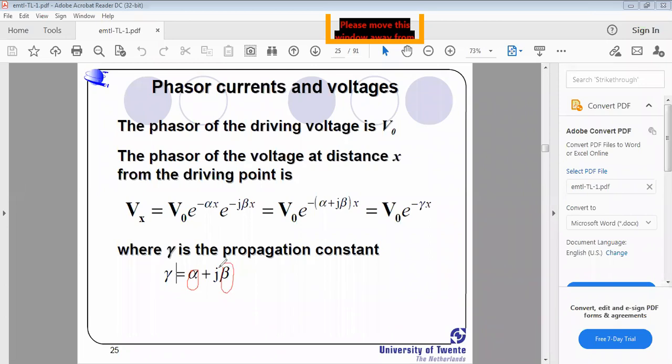From the driving point, they considered a distance of x. At a distance of x the potential is Vx, that is, Vx equals V naught into e power minus alpha x into e power minus j beta x, which is V naught into e power minus (alpha plus j beta) x, where alpha plus j beta is represented as gamma. Gamma is called the propagation constant, the sum of the attenuation constant and the phase constant, alpha plus j beta. Remember this point.